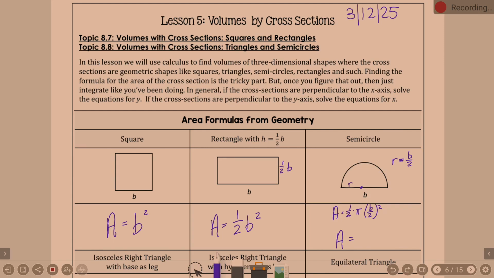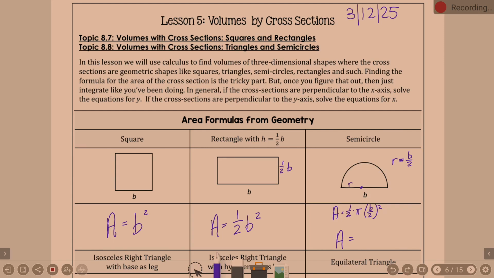Now, if we clean this up, what is 1/2 times pi? That would be better written as what? Pi over 2. What is b over 2 quantity squared? B squared over 4. What's pi over 2 times b squared over 4? Pi b squared over 8. Right?